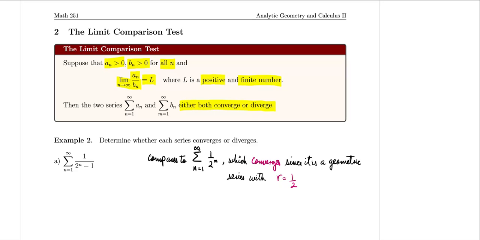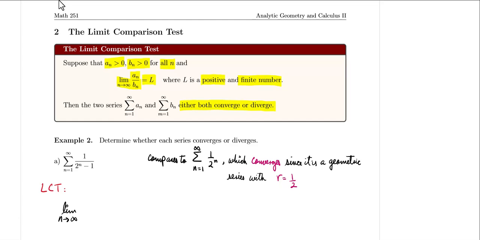Okay, so now that we've figured out our comparison series, and we know that it converges, let's go ahead and use the limit comparison test. Now we're going to be taking the limit as n approaches infinity of our a sub n over b sub n. At this point we have a little bit of freedom. Which series do we want to be on the numerator? Which one do we want to be on the denominator?